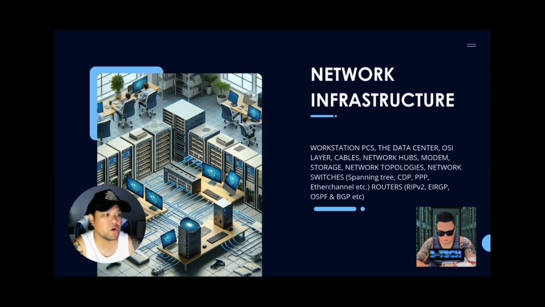So the first thing we're going to cover is the network infrastructure. We're going to start off with the workstation PCs, data center, OSI model, also known as the OSI layer. The cables, those Ethernet cables, the RJ45 ones. Yeah, we're going to cover that as well. Network hubs, modem. We're not really going to talk about those because those are obsolete in modern day networking.